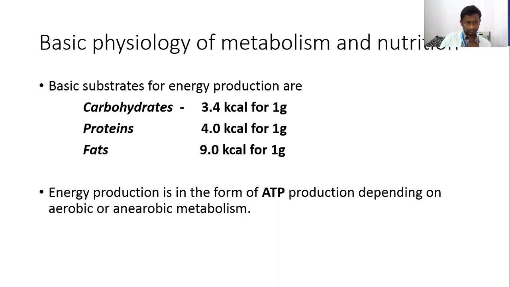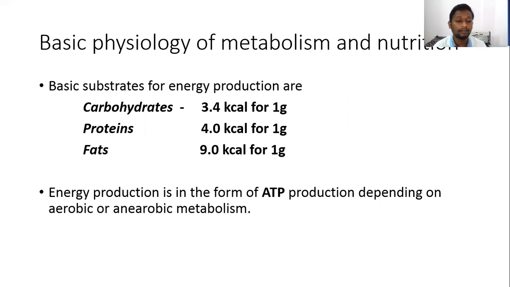And first, when it comes to basic physiology of metabolism and nutrition, you all know from your first years, from the biochemistry class, that burning carbohydrates produces 3.4 kilocalories of energy for 1 gram, proteins produce 4 kilocalories for 1 gram, and fats produce 9 kilocalories for 1 gram. And the energy production depends on whether it's aerobic or anaerobic metabolism. In aerobic metabolism, more energy is produced, whereas in anaerobic metabolism, the amount of ATP produced would obviously be a little lesser.